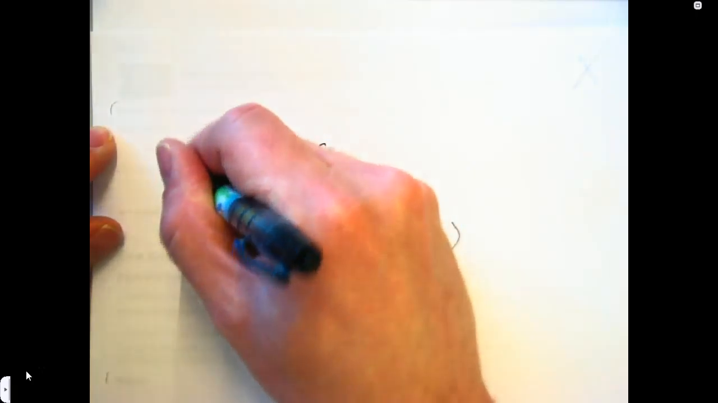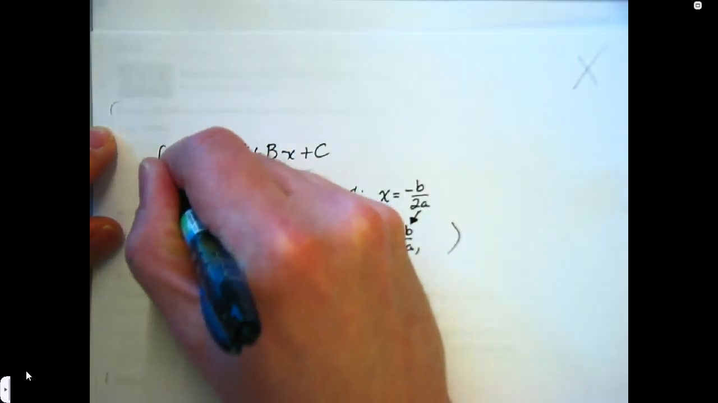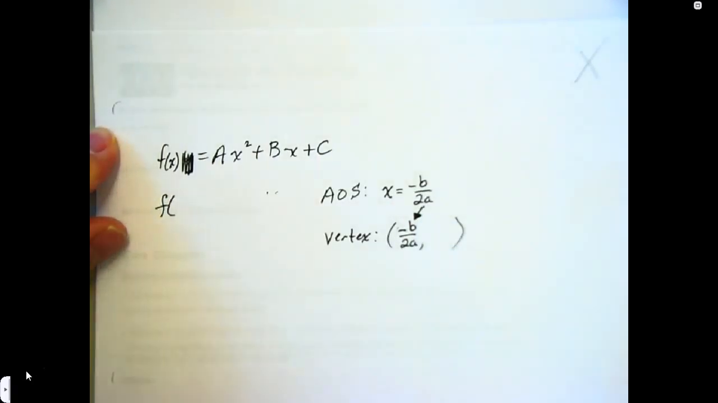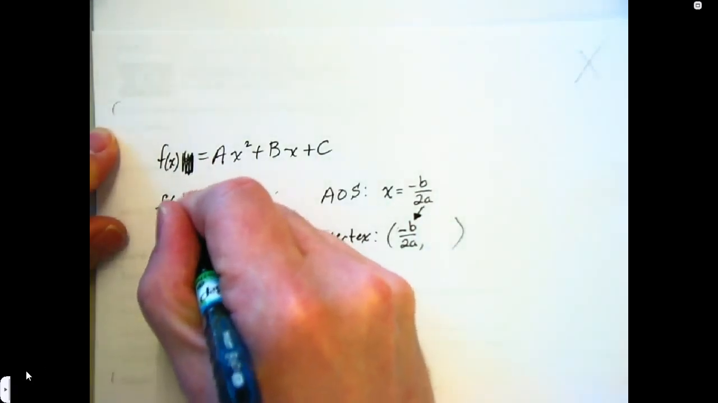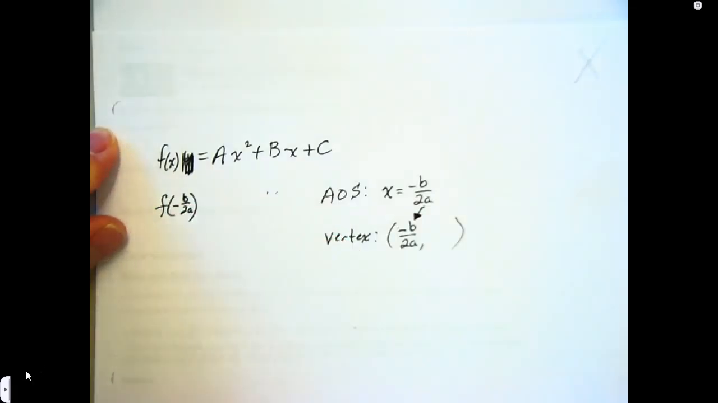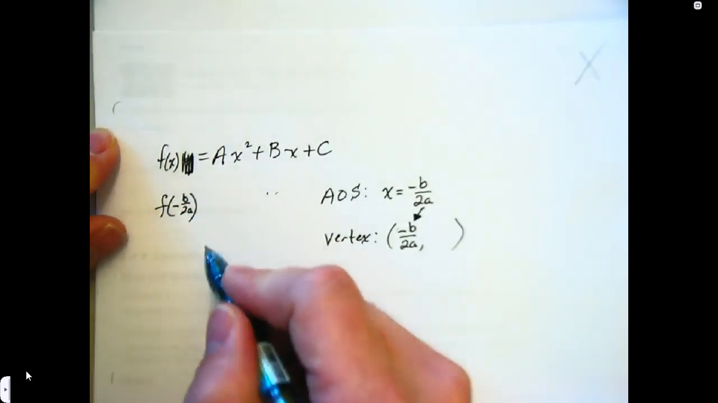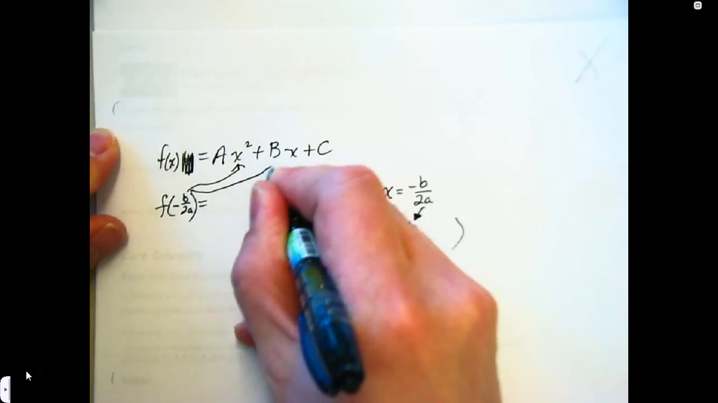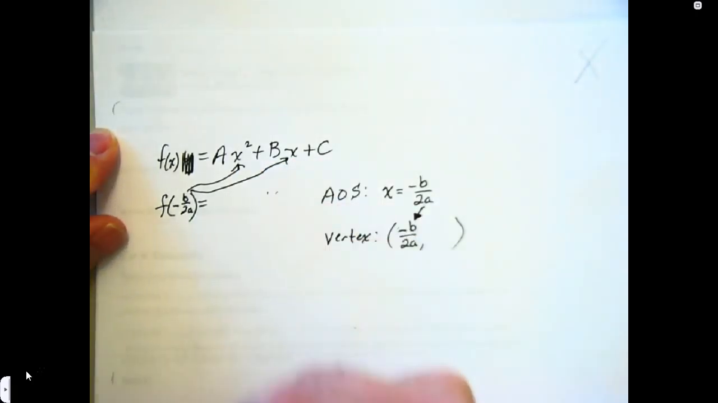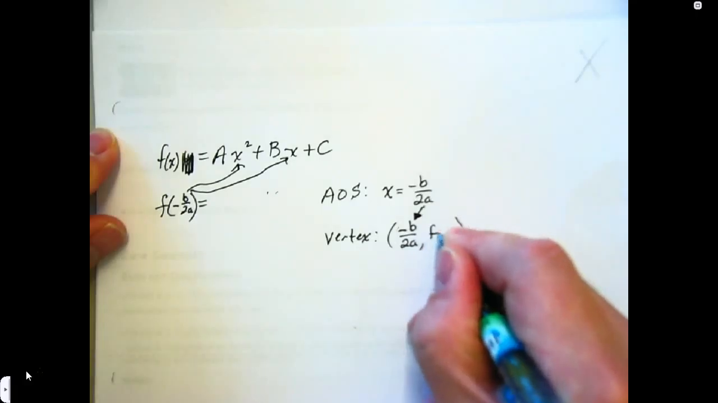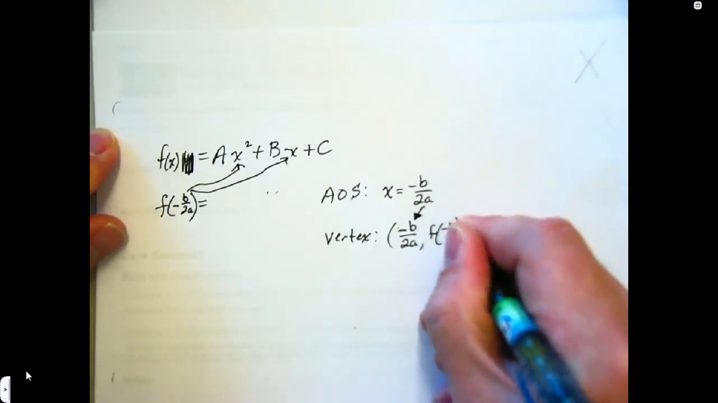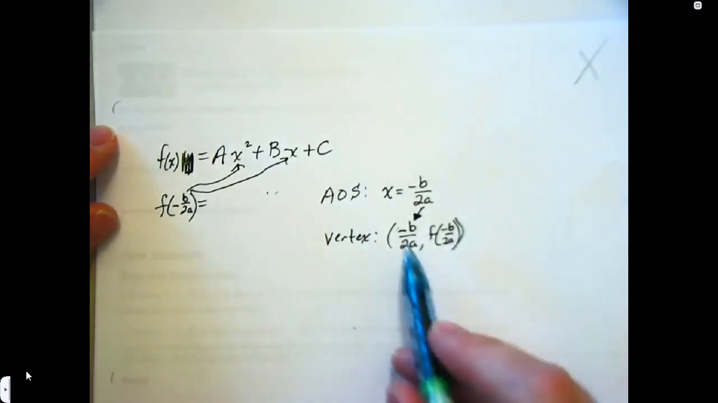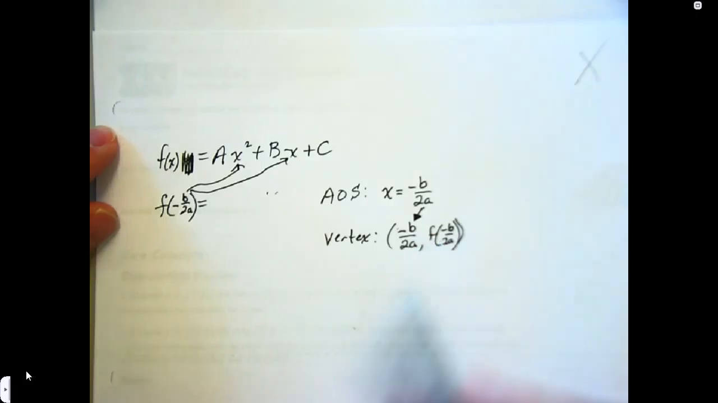Now, rather than call this y equals, if we were to say f of x equals, what we're really trying to do to find the y value of our vertex is plug in f of negative b over 2a. So whatever the opposite of b over 2a is, you plug that in for your x values. It gets plugged in there and there, and you solve, and that tells you your y value. Mathematically, that's how you find the other point in your vertex: the opposite of b over 2a, comma, f of the opposite of b over 2a.